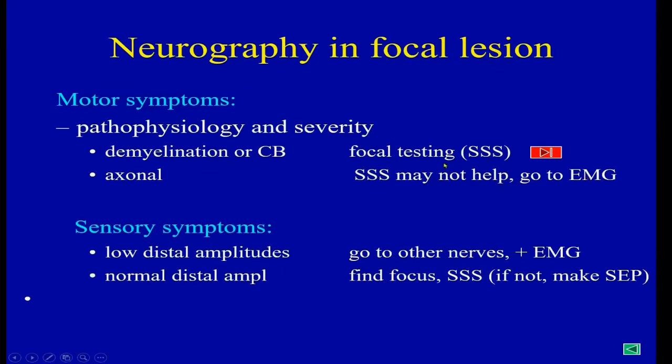And focal lesions with sensory symptoms, then we want to know if we have a focal lesion distally. We look for low distal amplitude, which means that we have an abnormality along the nerve all the way up to the ganglion. And if we have a normal distal amplitude, we can have demyelination or conduction block somewhere locally in the nerve.